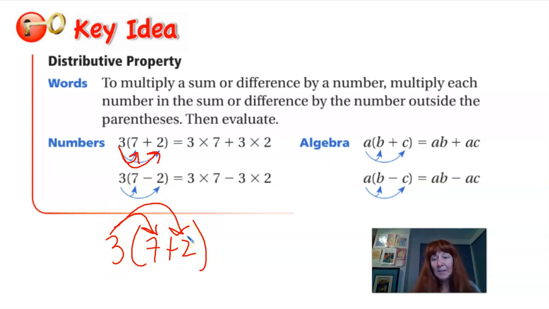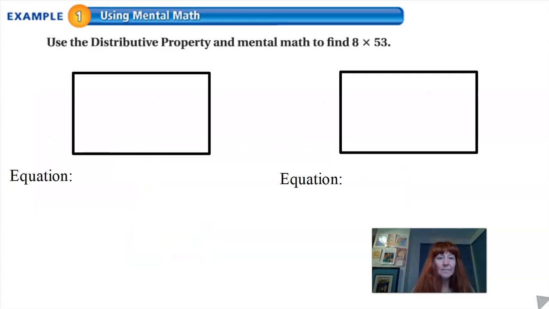Now I want to point out something tricky: if the operation inside the parentheses is subtraction, then you would subtract that second product. All of the examples that I showed you were adding the two lengths together to make the whole pen for Farmer Fred, but sometimes you could subtract. So let's go ahead and continue on with the notes.